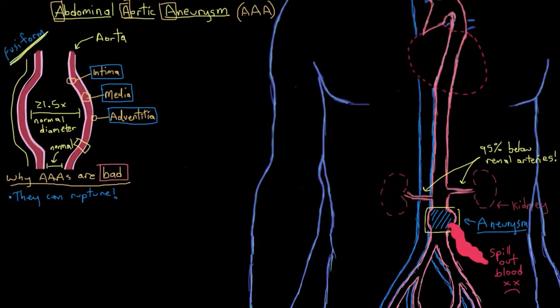I'm going to say AAA from now on because abdominal aortic aneurysm is a long phrase. But anyways, I'll outline a few other complications of aneurysms in a minute, but it's really the rupture and outpouring of blood into the abdominal cavity that we worry about the most with AAAs.